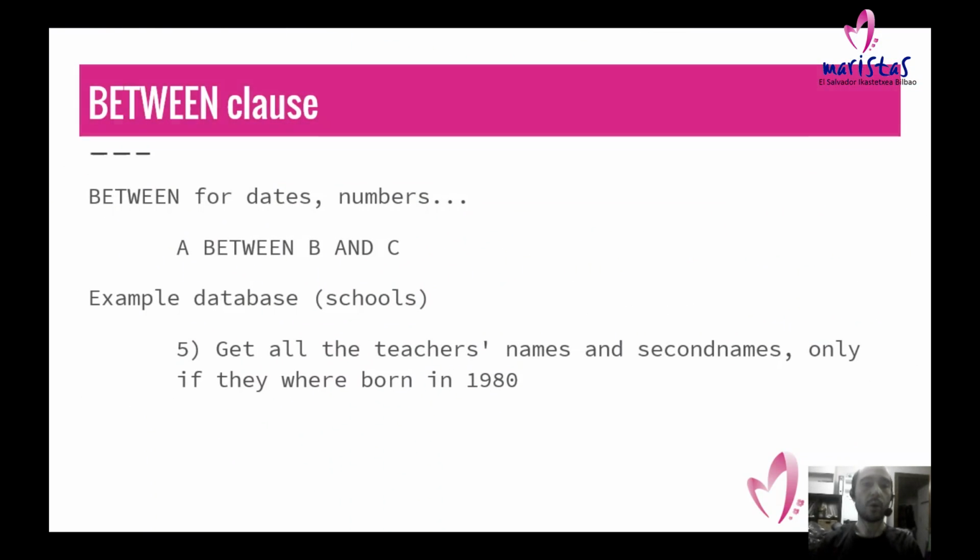And what about between? Okay, if we are using dates or numbers, sometimes our condition can be that something must be between two values. Okay, how can we ask for that? We can write something should be between something and something, okay? A should be between B and C. A will usually be a field, and B and C are usually going to be a couple of numbers or a couple of dates, right? For example, imagine that we want to get all the teachers' names and second names only if they were born in 1980.